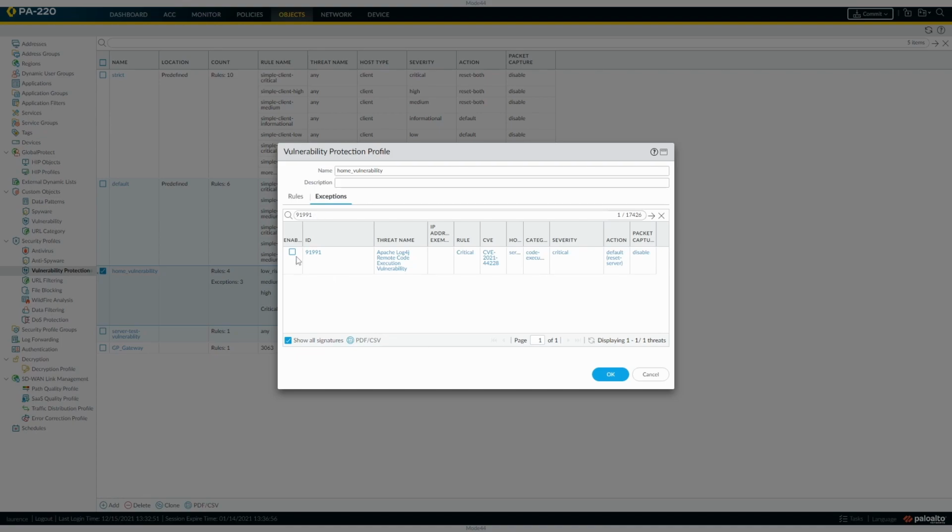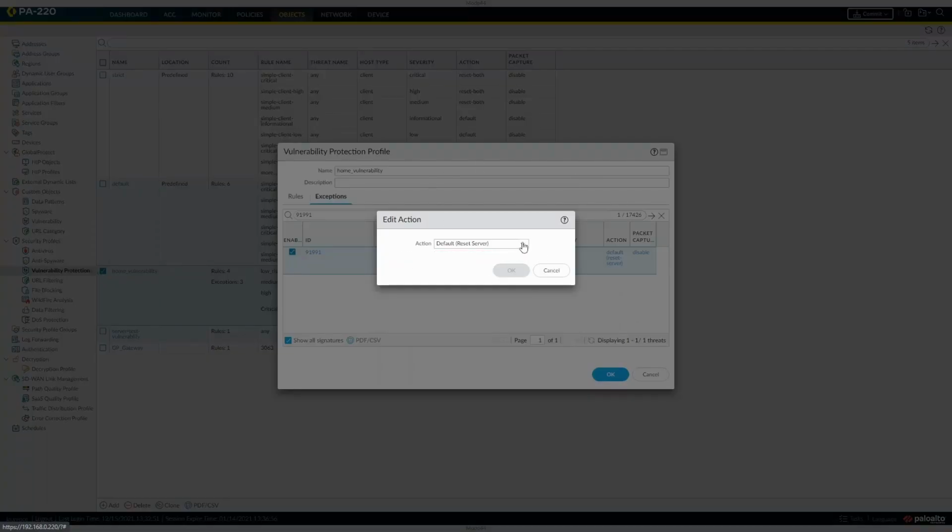But what I'm going to do is show you how to put in the exception now and how to block it. So we'd enable the exception, because the default is reset server, although we have for critical to block the IP. You wouldn't click on that, you click on that. And then on here you have the options for alert, allow, which you wouldn't want, block IP, reset server, drop, reset both, reset client, reset server. So the default is reset server.